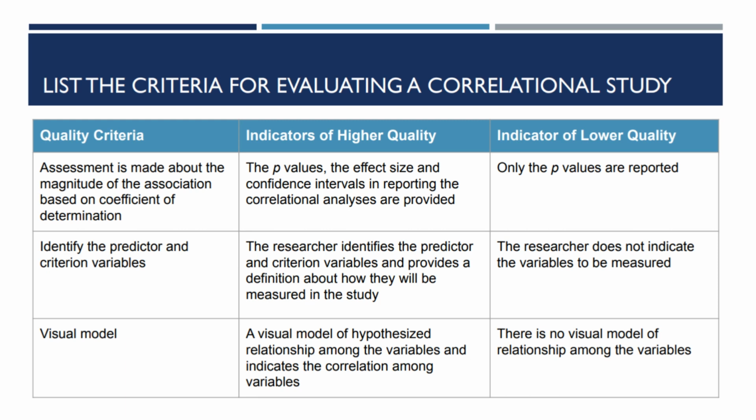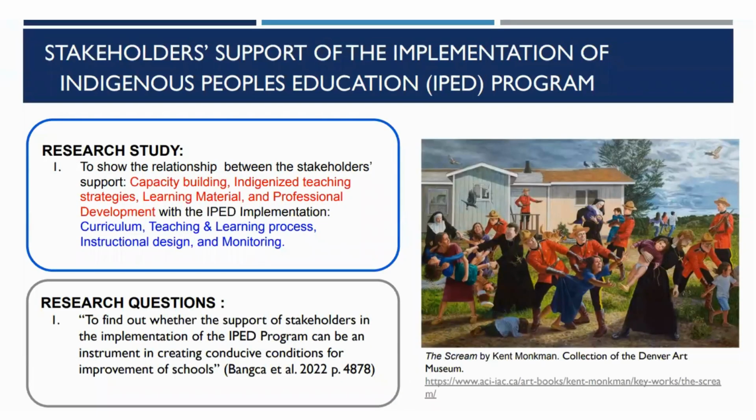So now we are actually going to look at 3 examples of correlational research. Okay, so for example number 1 for a correlational study, this one here is the stakeholder support of the implementation of the Indigenous Peoples Education Program.